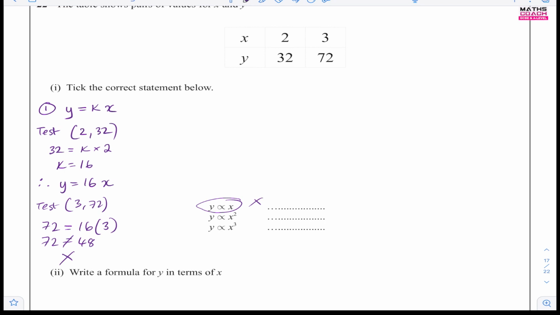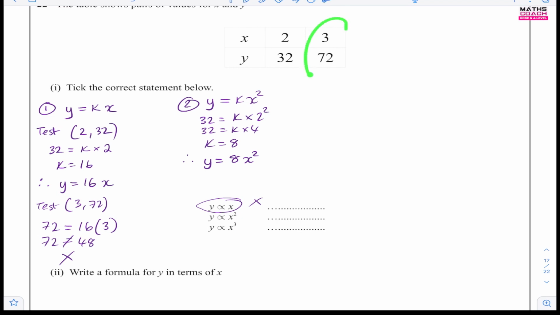I'm going to now test this using the second one, which is right there. So, number 2, y is proportional, again, equals kx squared. I'm going to now test it using this. So therefore, y is going to be 32, k times 2 squared. 32 is equal to k times 4, and therefore k is going to be 32 divided by 4, which is 8. So therefore, I have y is equal to 8 times x squared.